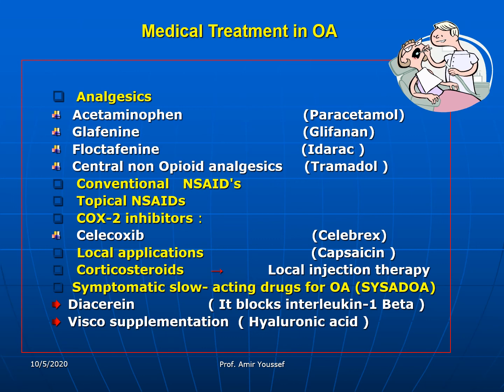Diacerin, it blocks interleukin 1 beta, viscosupplementation, such as injection of hyaluronic acid.